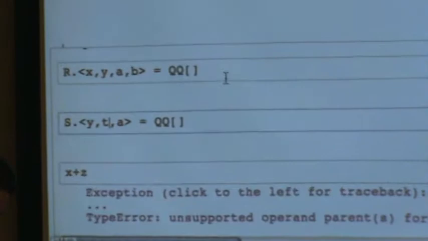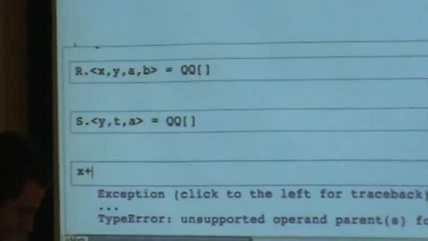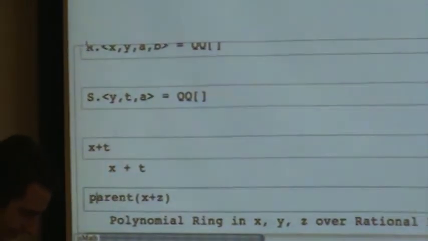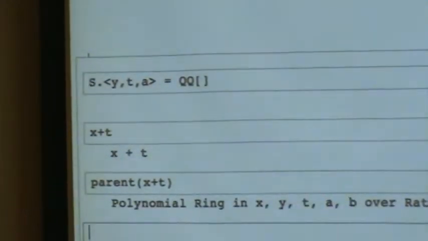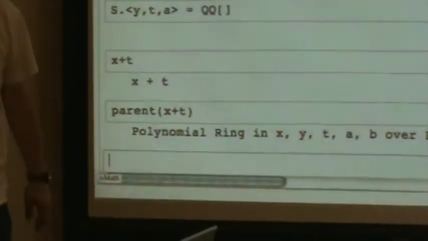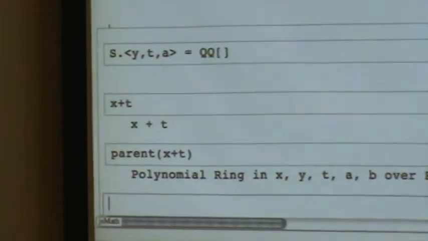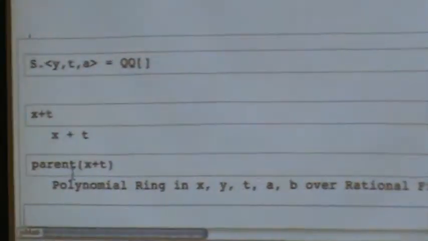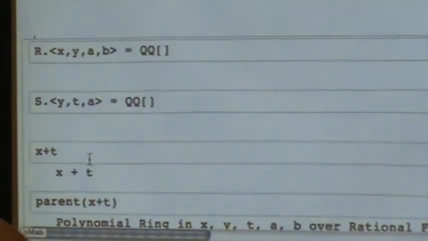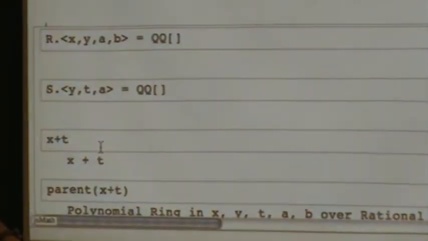Z is not... oh, yeah. So you cheat. Okay. Actually, cheat is more interesting, because there's a non-ambiguous ordering of those things. Why did it add B? Well, this is X, Y, A, and B, and this is Y, T, and A. It doesn't have to put it this way.